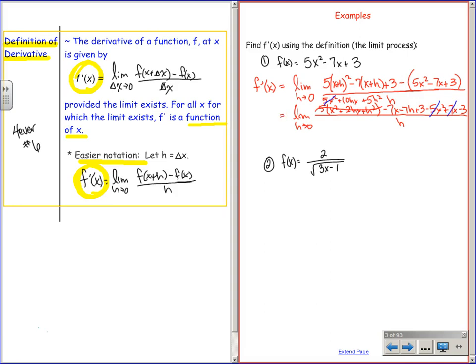Wait a minute. Uh-oh, 7x and... Oh, there he is. 3, 3. What's left? What you got with h's? What can I do with all those h's? Factor out an h. What happens when I factor out an h? I can reduce it with the denominator, right?